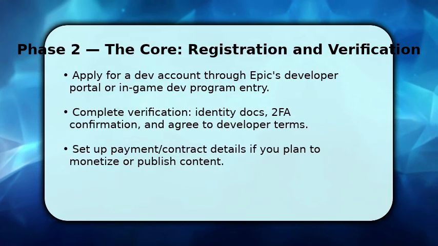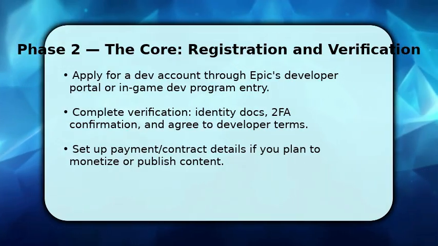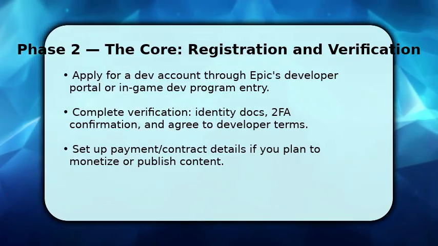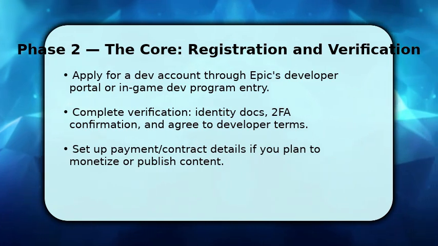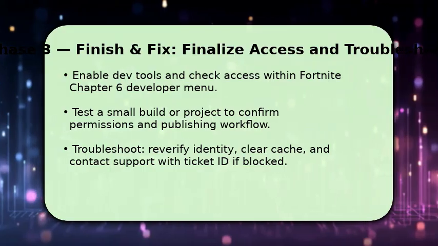status advances. If you intend to monetize, enter payment and contract details now, because Epic often requires them before enabling certain publishing. You finish by enabling the developer tools and verifying access inside Fortnite Chapter 6.